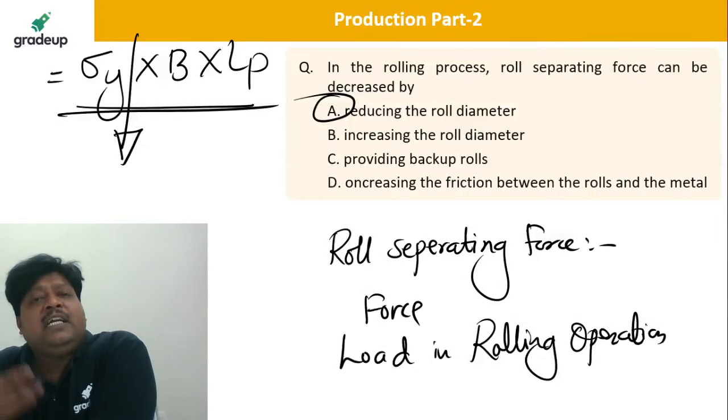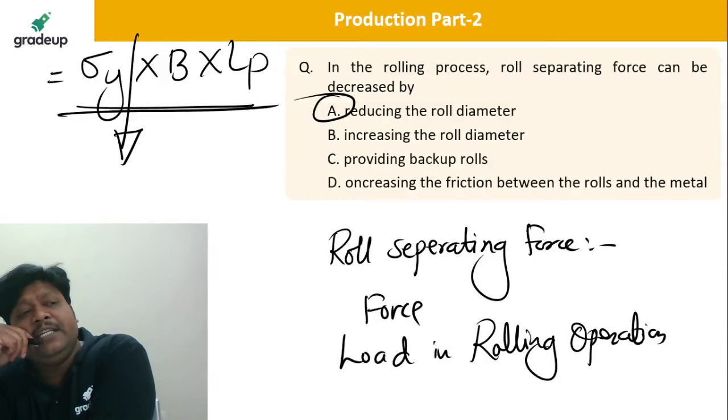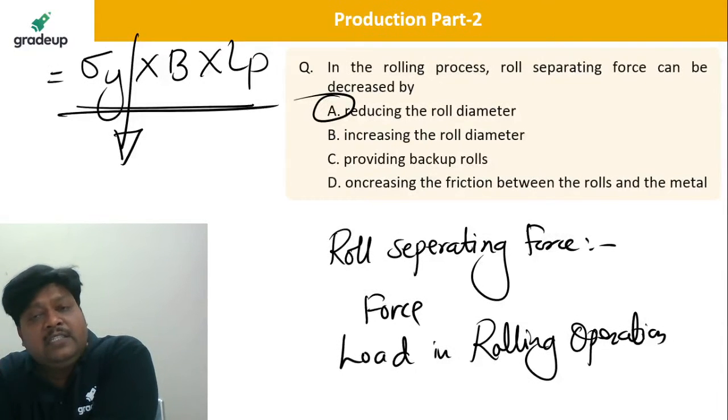Whenever you heat the material above recrystallization temperature, the yield strength of the material goes down, and you can easily work the material with a little amount of stress below sigma y. Definitely the load can be decreased. Yes, by reduction of the coefficient of friction.